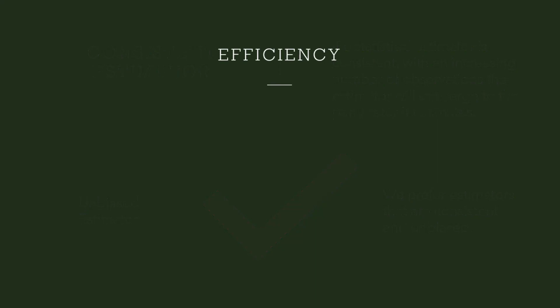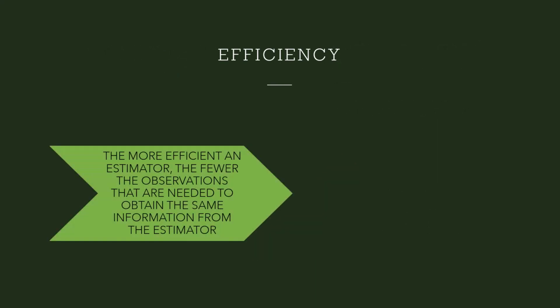Another characteristic is that of efficiency. The more efficient an estimator, the fewer the observations that are needed to obtain the same information from the estimator. What do we mean by information? Well, consider a confidence interval. If you have a narrow confidence interval and you have a wide confidence interval, each of them calculated with the same confidence level, which do you prefer? You prefer the narrower one, of course. Why? Because it provides more information.